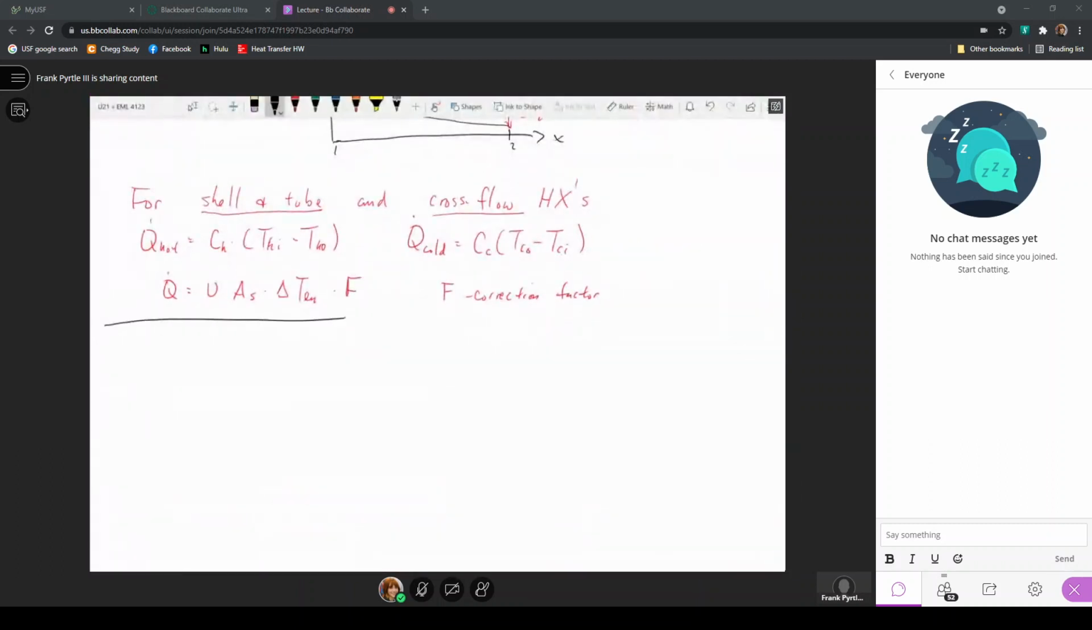So let's look here at a cross flow heat exchanger. So this is like the automobile radiator, or it could be like the heat exchangers that are the evaporator and condenser in an air conditioning system. So here we'll consider a cross flow heat exchanger where both fluids are unmixed.